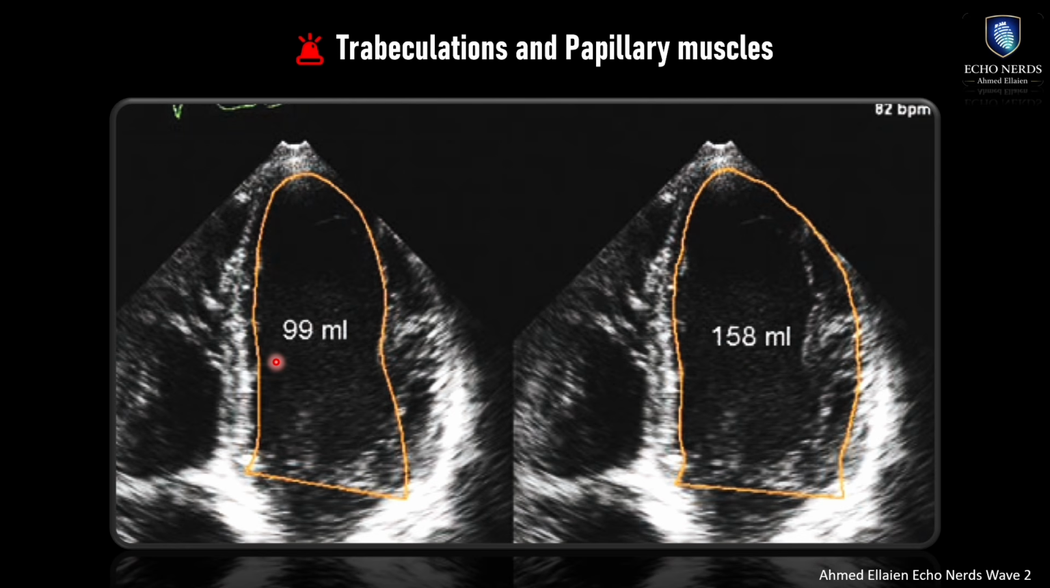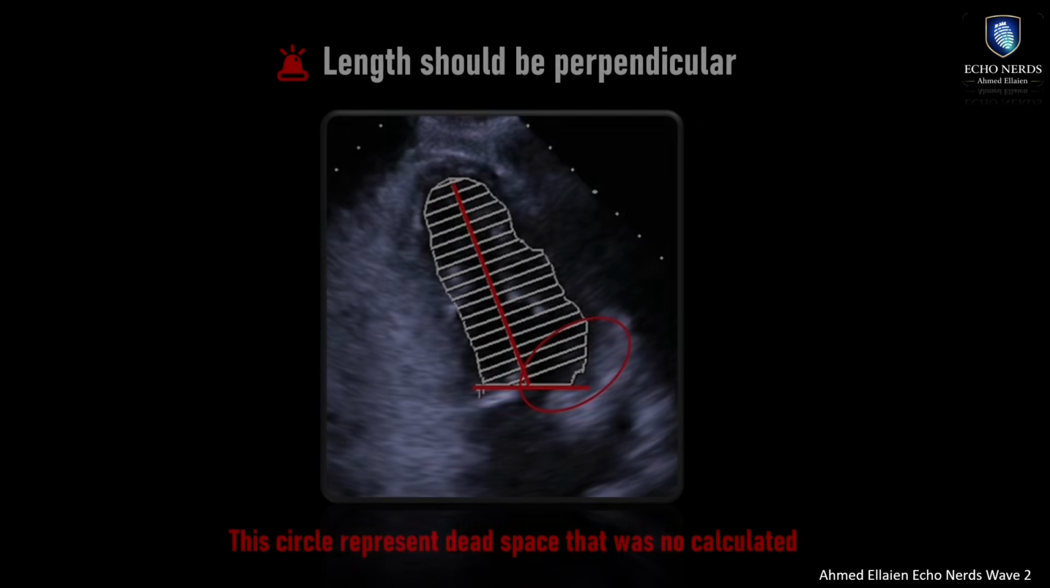Here we got a volume of 158, and here we got a volume of 99 milliliters. So this is wrong because here we excluded the papillary muscle from the cavity, while this is right. Take care that those frames both are diastolic frames, but one is underestimated and one is true tracing.